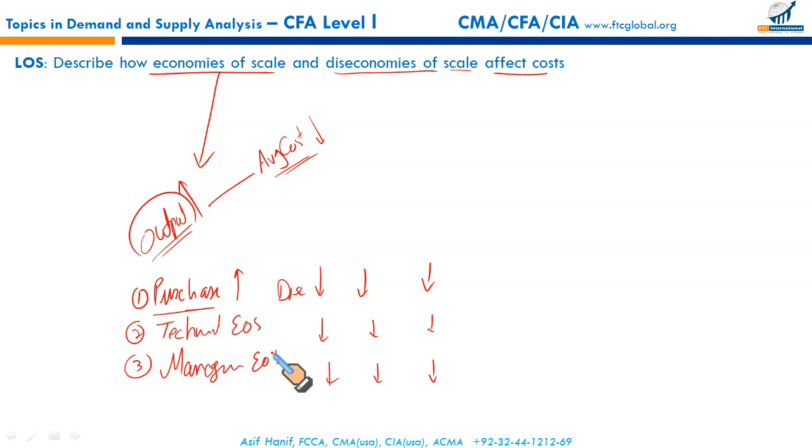And there are so many other things as well. Risk-bearing economy of scale, you're able to spread your risk on a larger number of units, your average cost falls. Then you have the marketing economy of scale, you're able to use your distribution network to sell out a larger number of units and your cost falls, and so on and so forth.